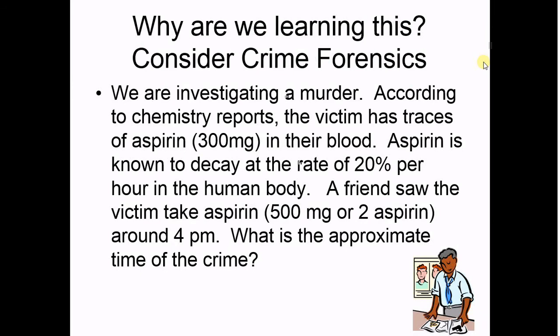Consider crime forensics. Have you ever watched one of those murder shows and they're saying, well, this person has a trace of something in their blood, so that puts the approximate death at a certain time. Well, here's a possible solution. According to chemistry reports, the victim had traces of aspirin in their blood. Aspirin is known to decay at the rate of 20% per hour in the human body. So a friend saw the victim take aspirin, 500 milligrams, around 4 p.m. What is the approximate time of the crime? So this is an actual thing that could happen in real life.